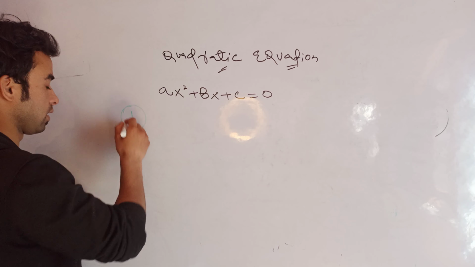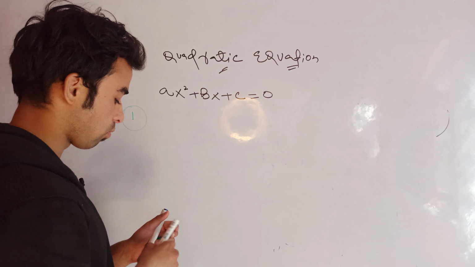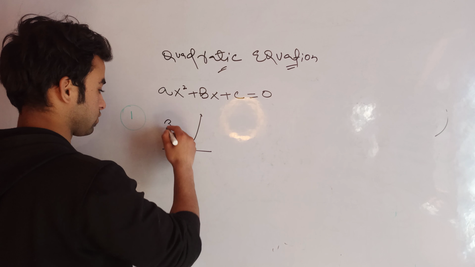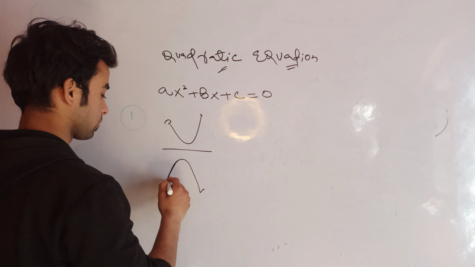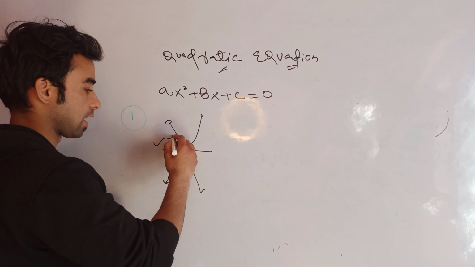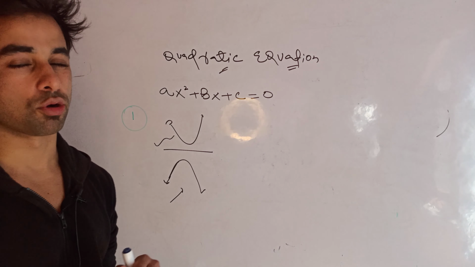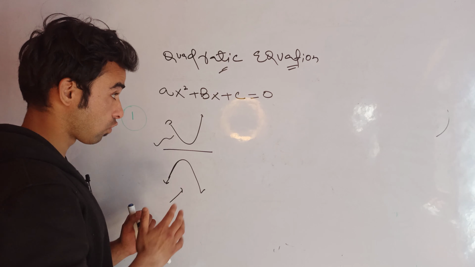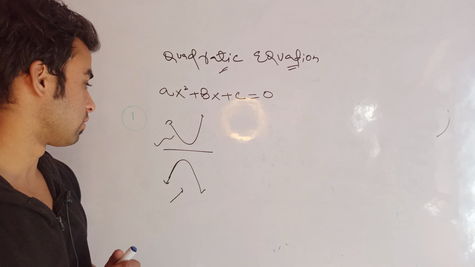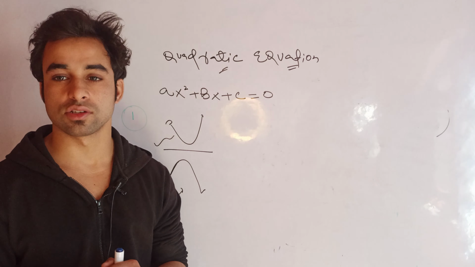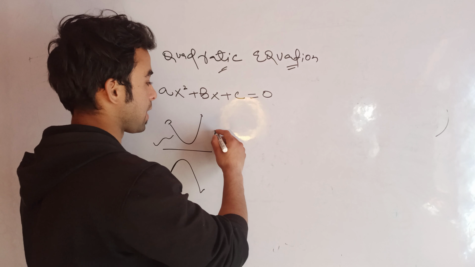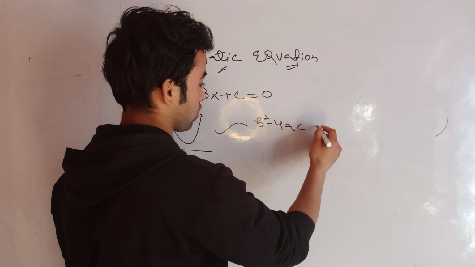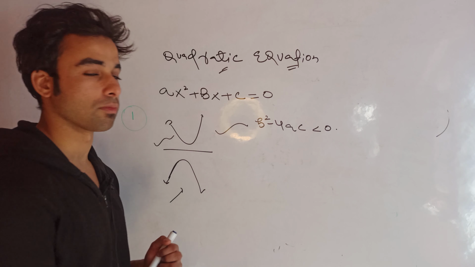The first case will be when the parabola is not going to cut or touch the x-axis. So it may look like this. It can be a downward parabola, it can be an upward parabola, depending upon the coefficient of x squared. But we're not too focused on that here, just on this: if the parabola does not cut or touch the x-axis, in that case the discriminant b squared minus 4ac is going to be less than 0, or it will be a negative number.